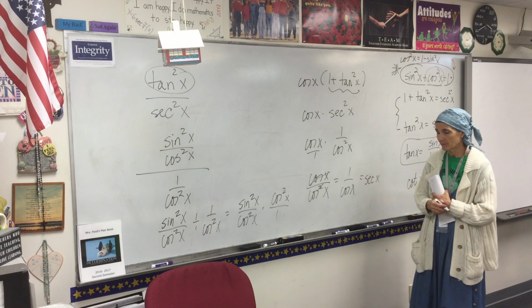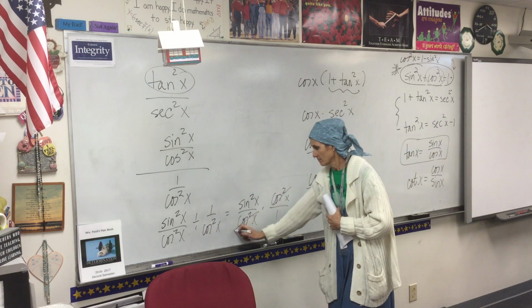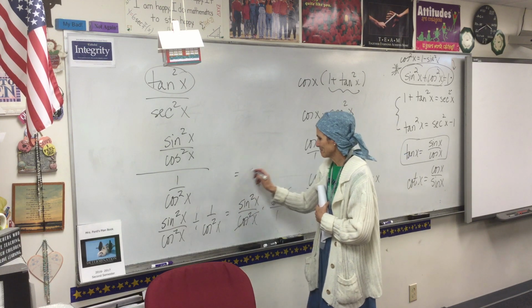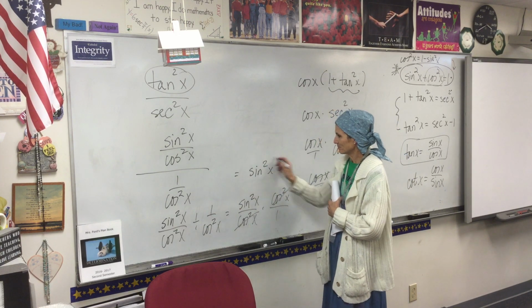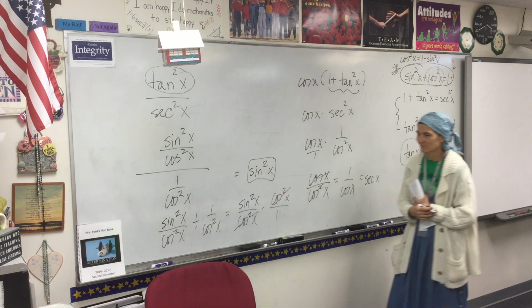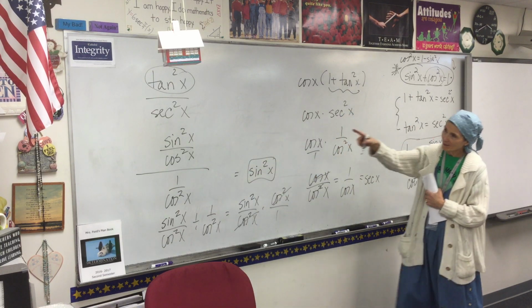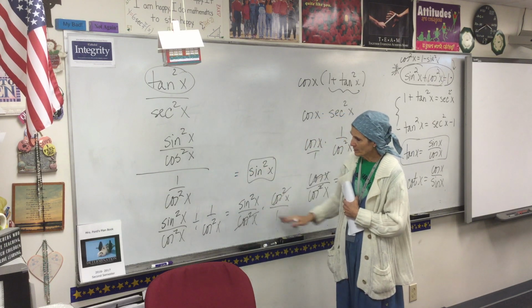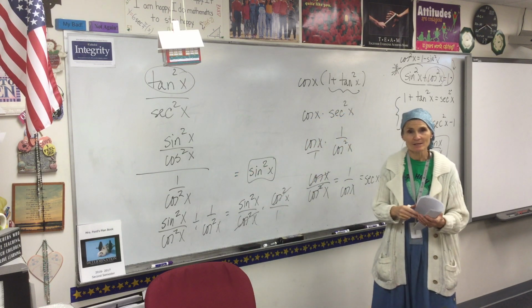Gosh, guys, what's going to happen? And the answer is sine squared. So that ugly, ugly fraction that looks so complicated boils down to sine squared.